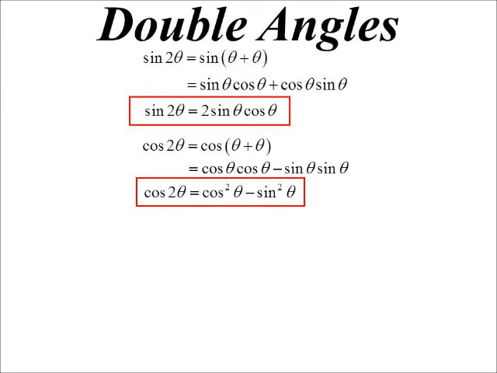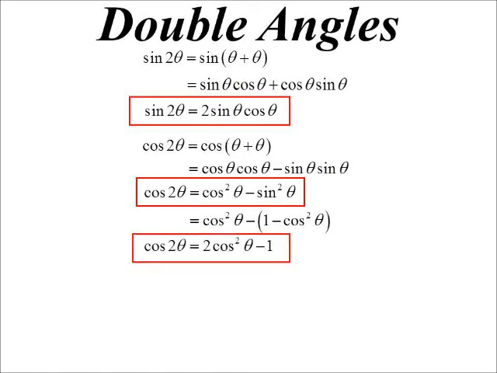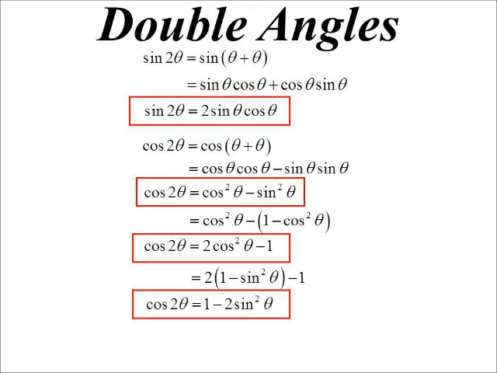So I could change the sine squared to be 1 minus cos squared, and we get 2 cos squared theta minus 1. But there's another way I could write it. If I wanted it in terms of sine squared, then for the cos squared I could substitute in 1 minus sine squared, and we get 1 minus 2 sine squared theta.